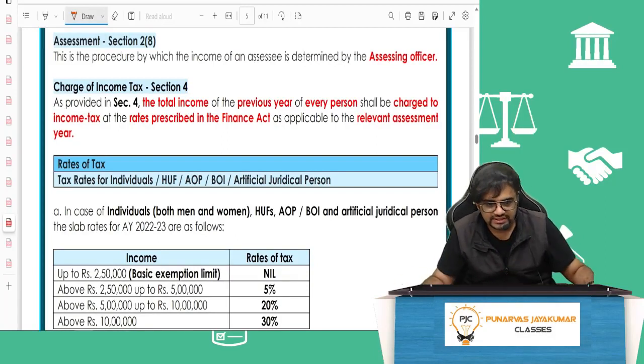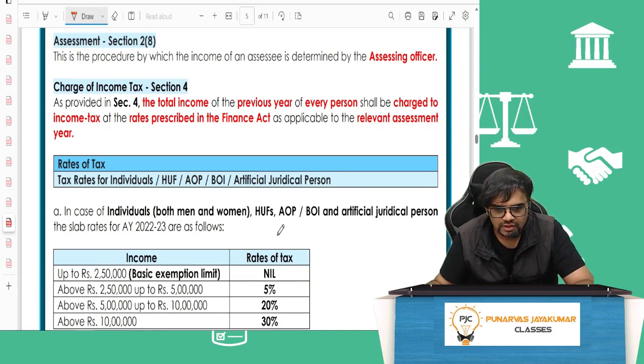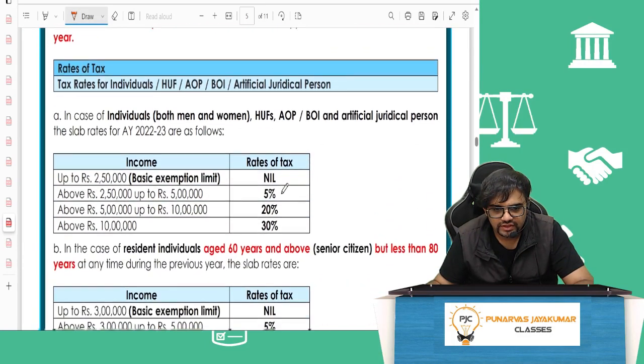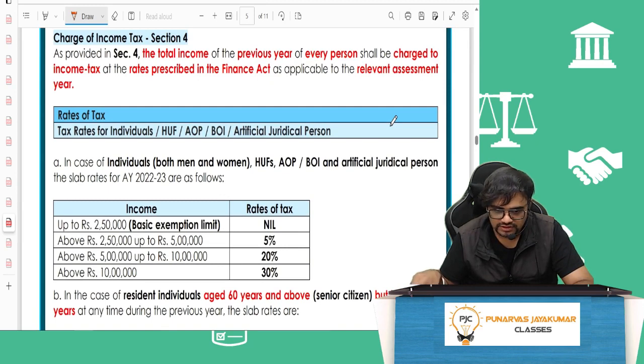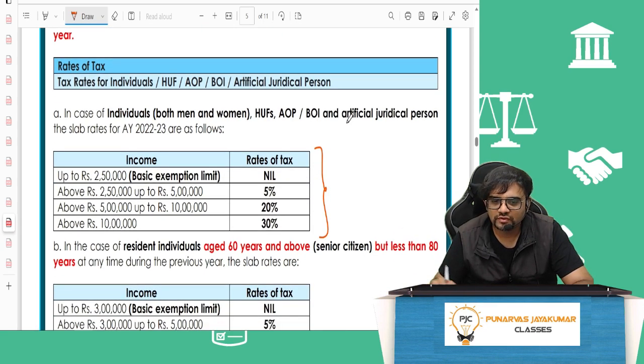So, tax rates. Now, this is again very important for our understanding. Tax rates for individual, HUF, AOP, BOI, artificial juridical person. So, guys, tax rates are of two types. One is for individuals, the normal tax rates here that you see. This is for what? HUF, AOP, BOI, artificial juridical person, slab rate for assessment year.